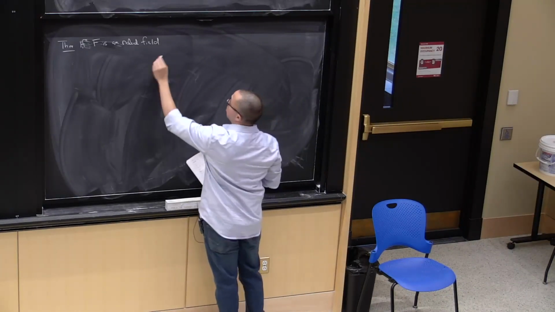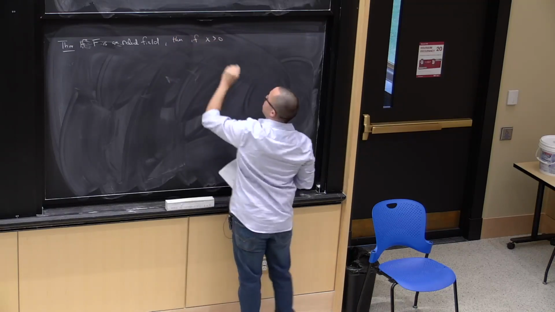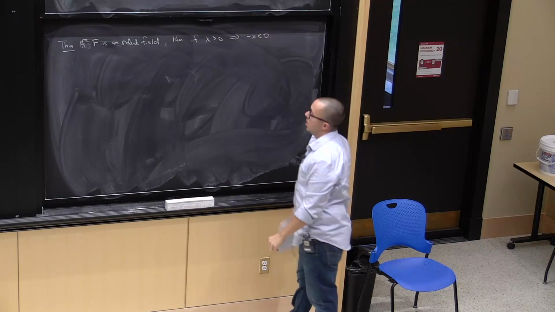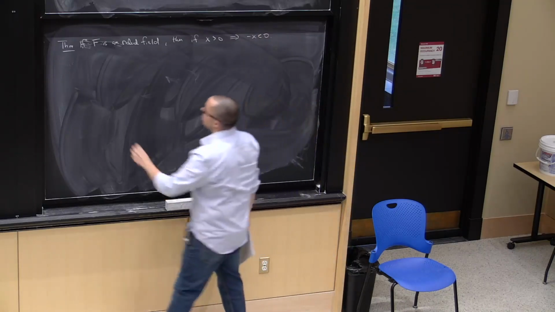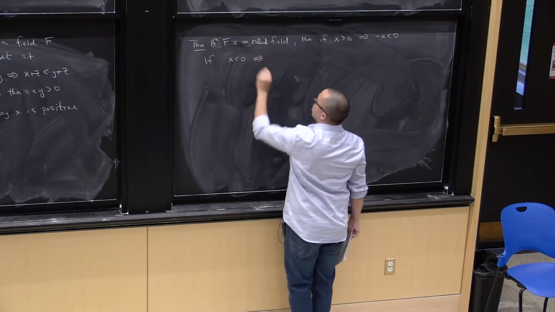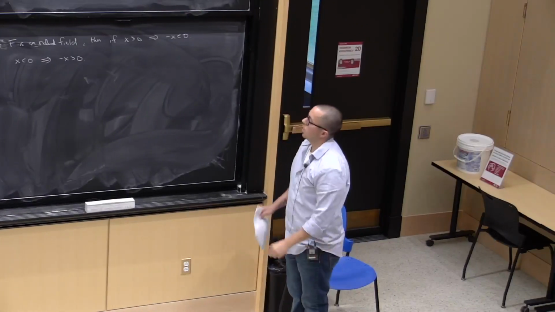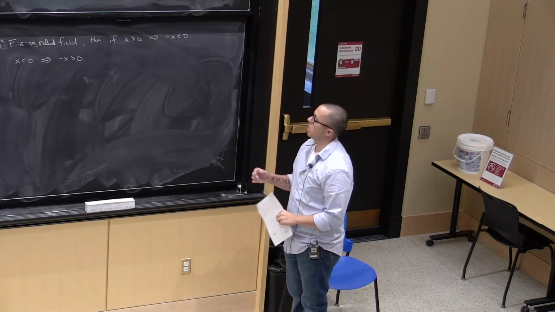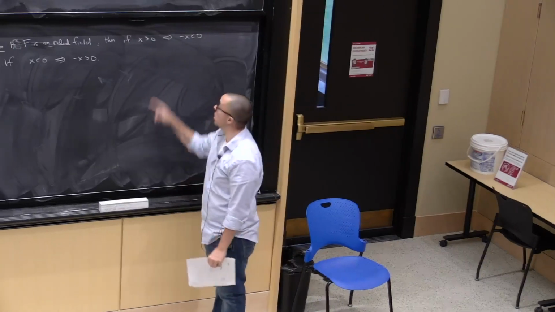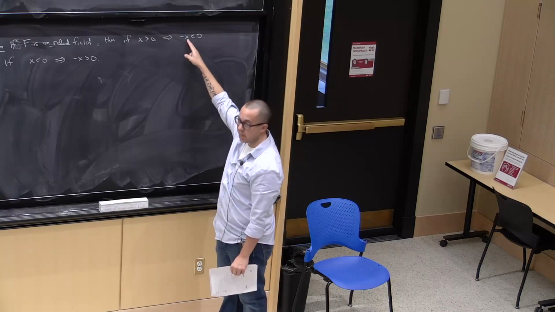if F is an ordered field, then if x is an element of F and x is positive, this implies its additive inverse is negative, and vice versa. Okay? If x is less than 0, then minus x is positive. Okay? So, I know it's tempting to think, well, yeah, just multiply this inequality by minus 1 to get this inequality. But remember, this is really a statement about the additive inverse of x. Okay?